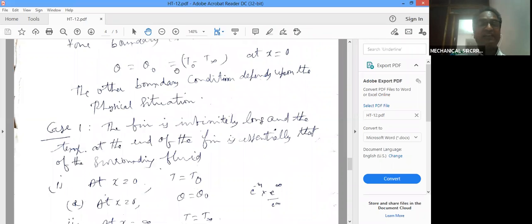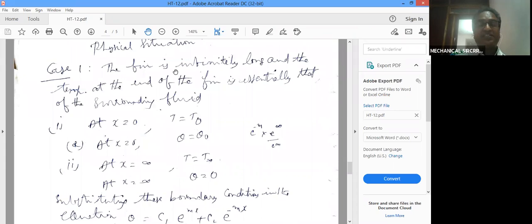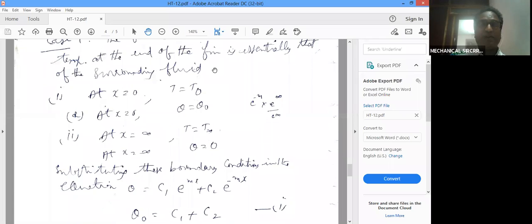Case 1. The fin is infinitely long. When the length of the fin is very, very long and the temperature at the end of the fin is essentially that of the surrounding fluid, or if the length of the fin is very large, the temperature at x is equal to L is the temperature of the outside fluid.